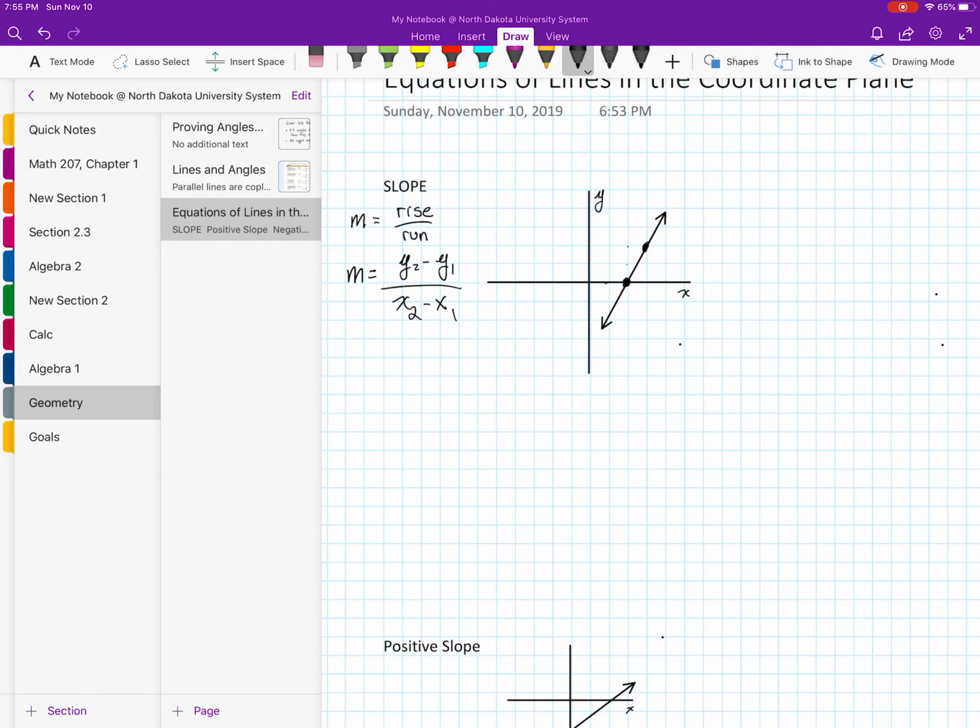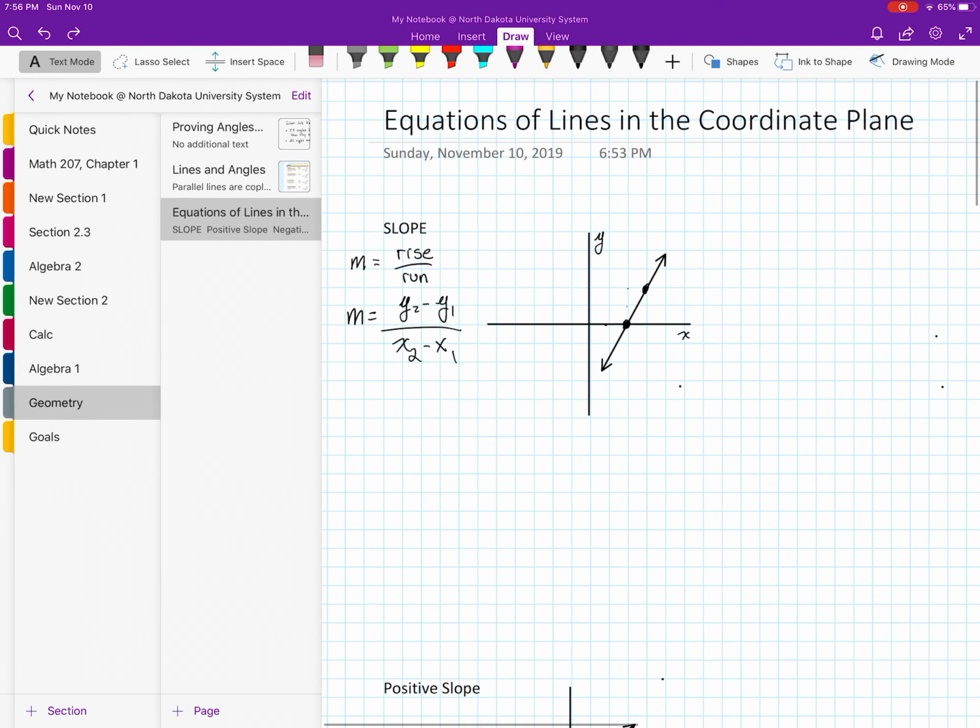Hey, geometry. All right, let's talk about equations of lines in the coordinate plane. This is nothing new, right? We spent a lot of time talking about this stuff in Algebra 1, so hopefully it'll all come rushing back, but if it doesn't, we'll get some practice in class, as well as during this video.